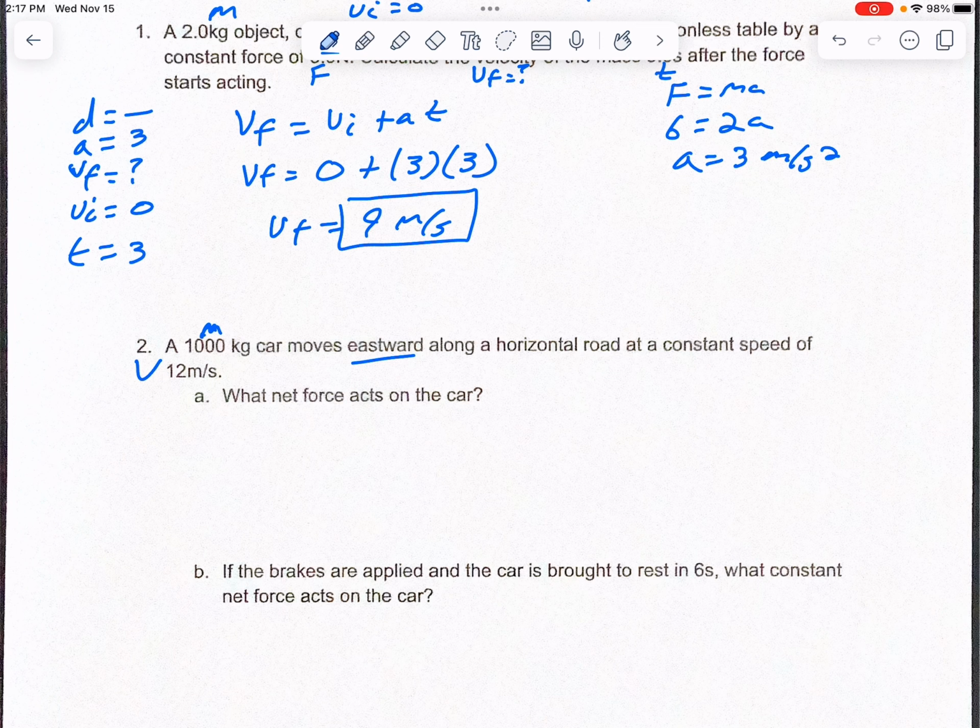Well, you got to look out for terms like this, constant speed. That means A equals 0. And if A equals 0, that means F net has to equal 0 as well.